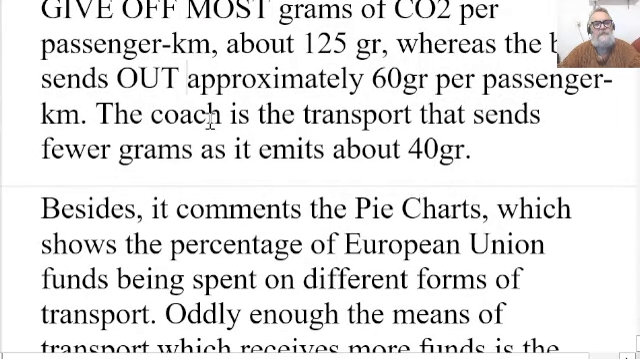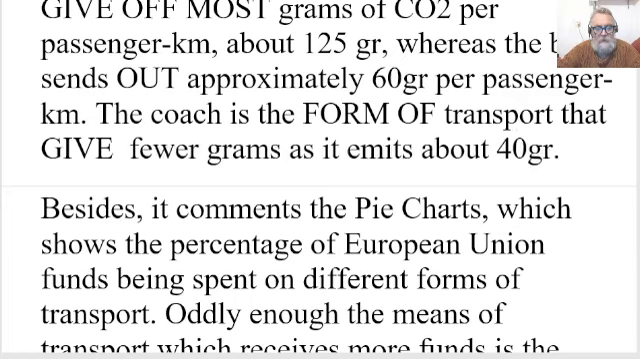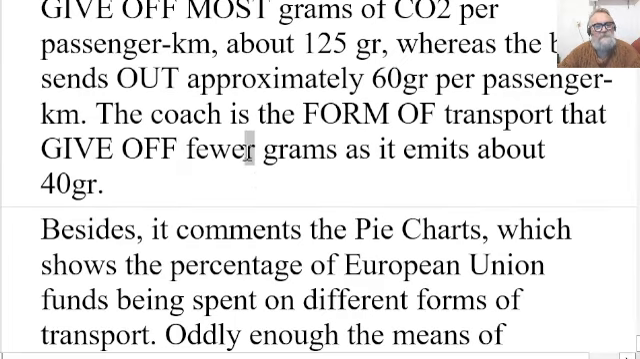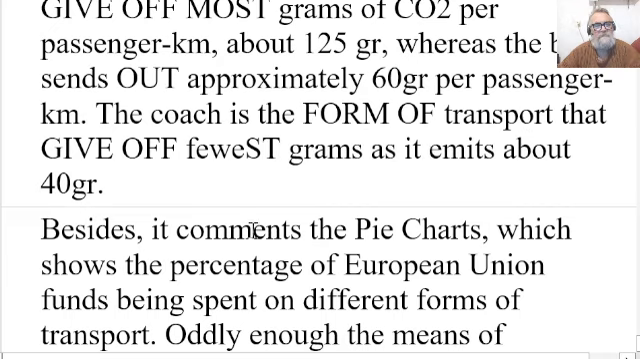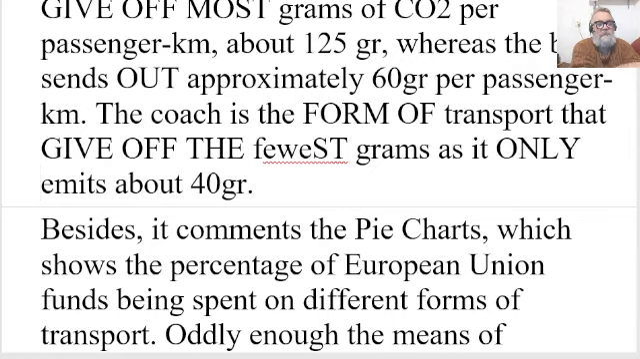The coach is the form of transport that gives off the fewest grams, and we need a the. The coach is the form of transport that gives off the fewest grams as it only emits about 40 grams.